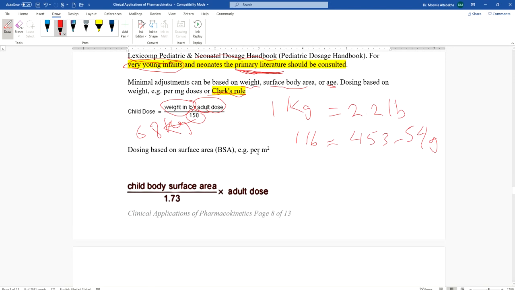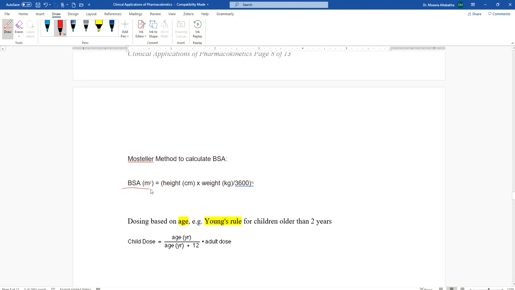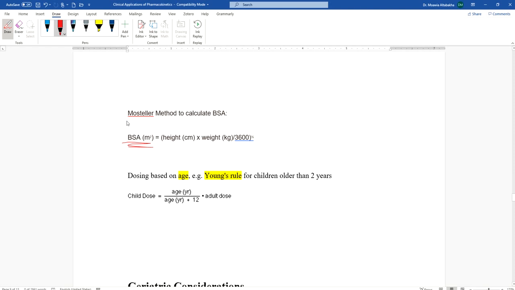The body surface area has been shown to have a better correlation with the required dose. So you divide the body surface area of the child by the body surface area of an ideal adult, and then you multiply it by the adult's dose. There are different methods to calculate the body surface area; this is one of them.